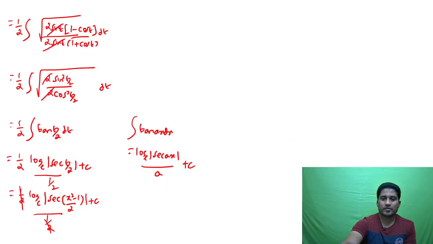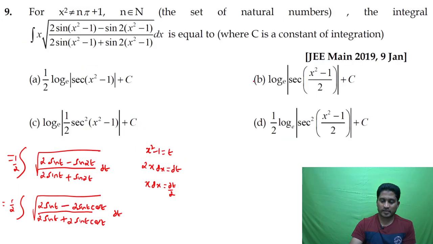Log of sec of x square minus 1 by 2. Answer will be option B. Just a trap, otherwise people go for D.